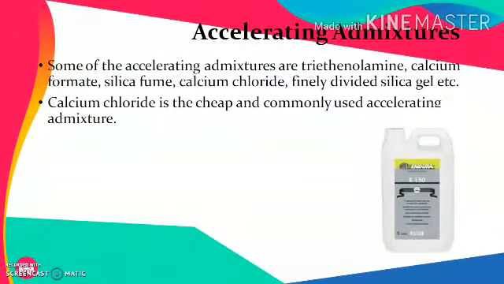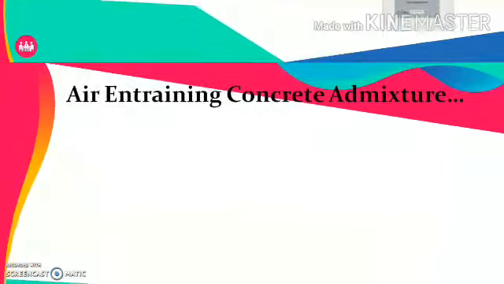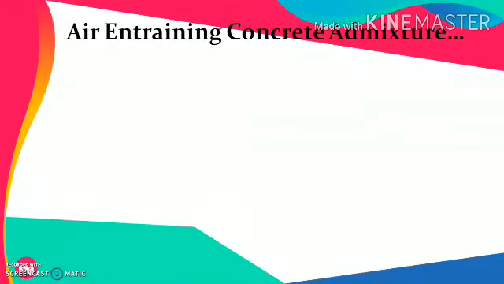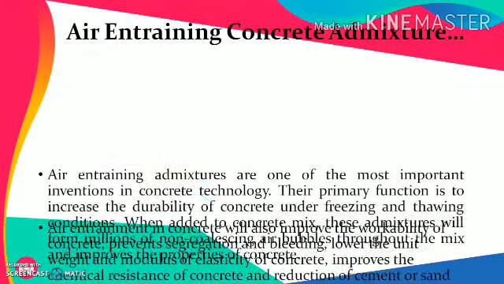The different types of accelerating admixtures are triethylamine, calcium formate, silica fume, calcium chloride, finely divided silica gel, etc. Calcium chloride is the cheap and commonly used accelerating admixture. Next is air entraining concrete admixture.